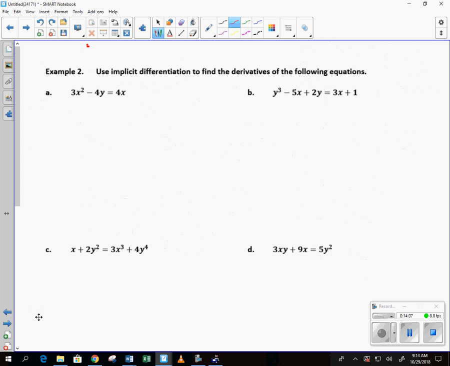So implicit differentiation. Let's rock it. 3x squared. What's the derivative? 6x. Derivative of 4y. Y prime. Derivative of 4x. 4. Solve for y prime. Negative 4y prime equals 4 minus 6x. Divide by negative 4. Y prime is, you write that as a positive 3 halves x minus 1.